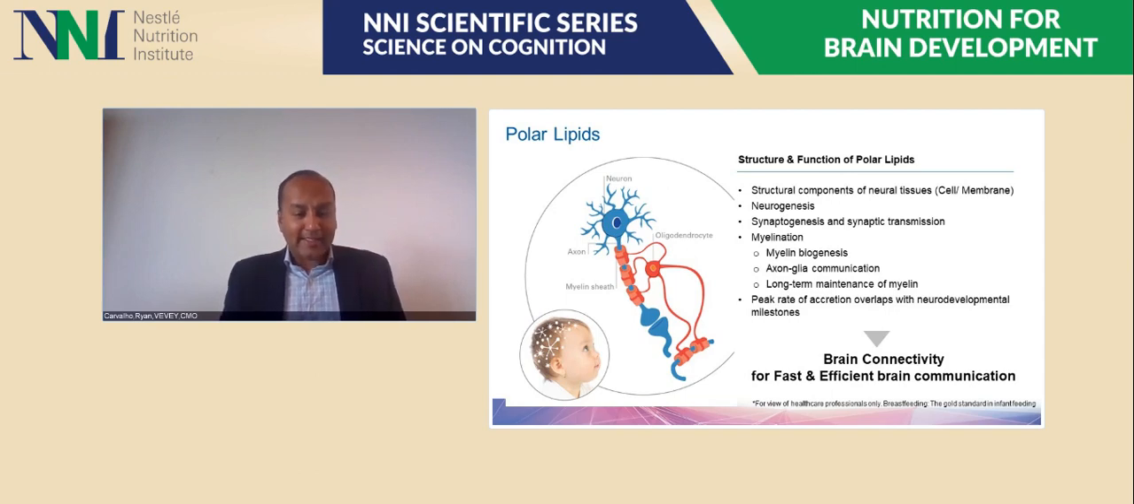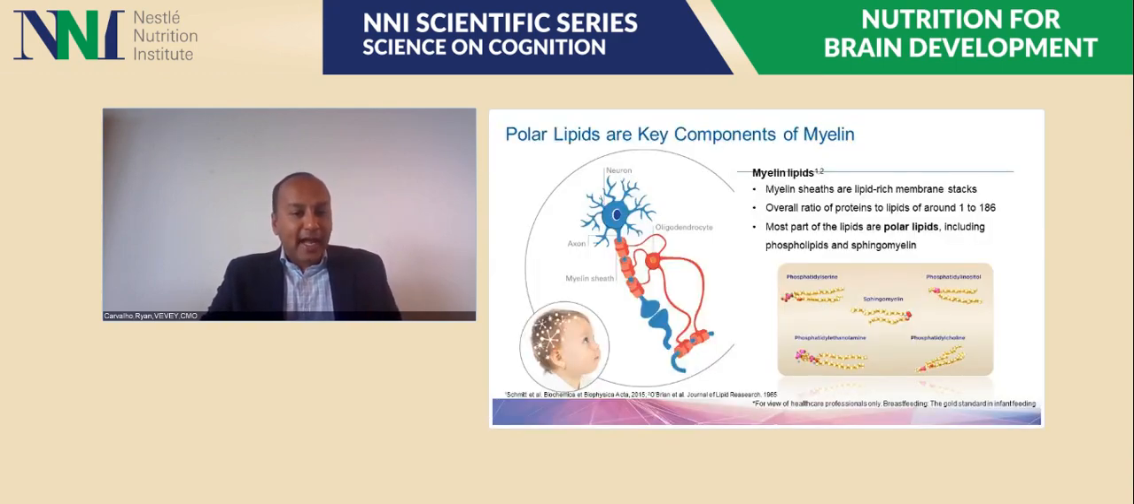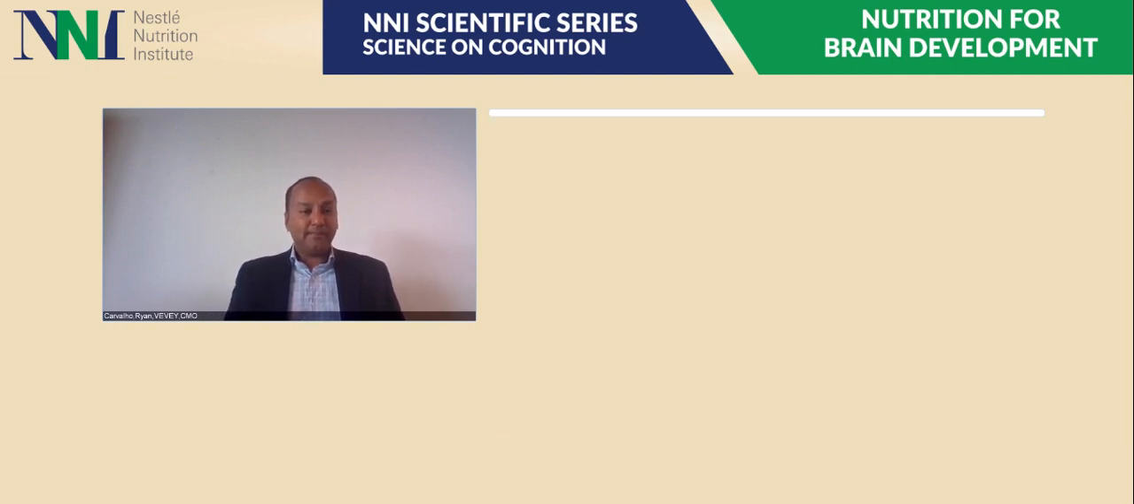So a good way to summarize it is to understand that these phospholipids are important for brain connectivity and for fast and efficient brain communications. And when you look at the different kinds of myelin lipids that we've talked about already, you will see that there are different ratios that you can find. But these myelin sheaths are very important in helping the communication across the different axons and the way the brain communicates across the central nervous system and the peripheral nervous system.